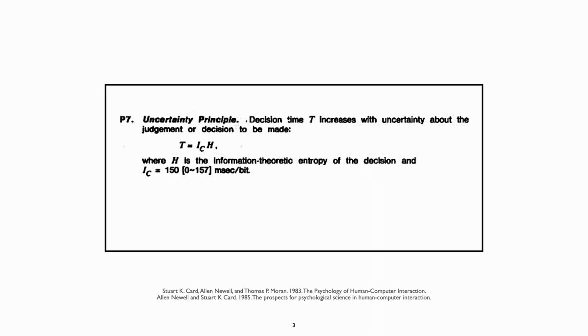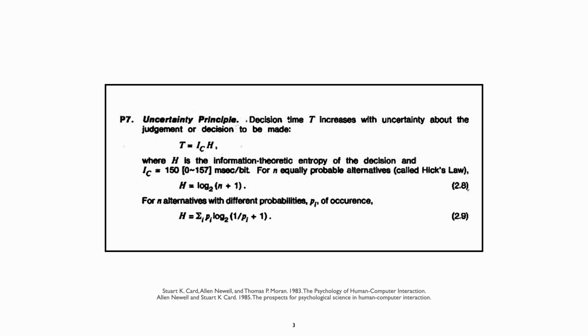Hick's Law was first introduced to HCI in the early 80s as the uncertainty principle. It describes quantitatively the time a person takes to make a decision among a set of n choices. Here H is the information theoretic notion of entropy, and H varies depending on the probability distribution of the n choices.